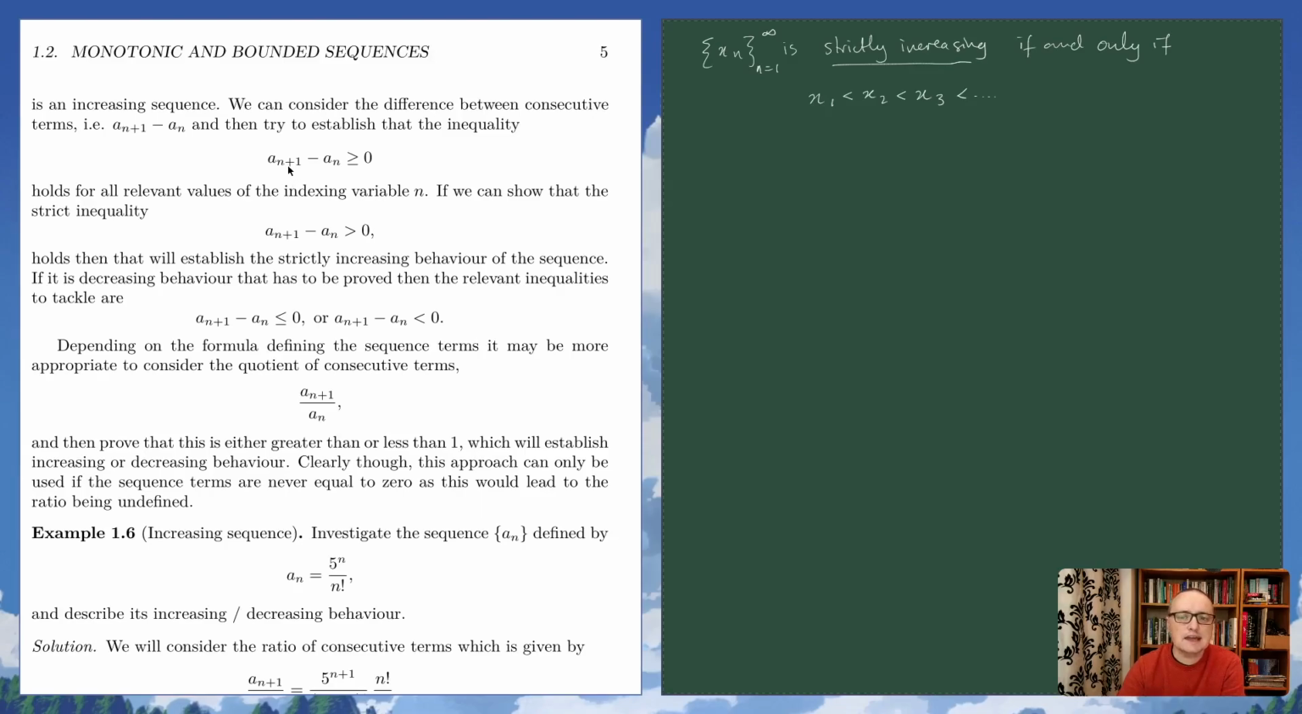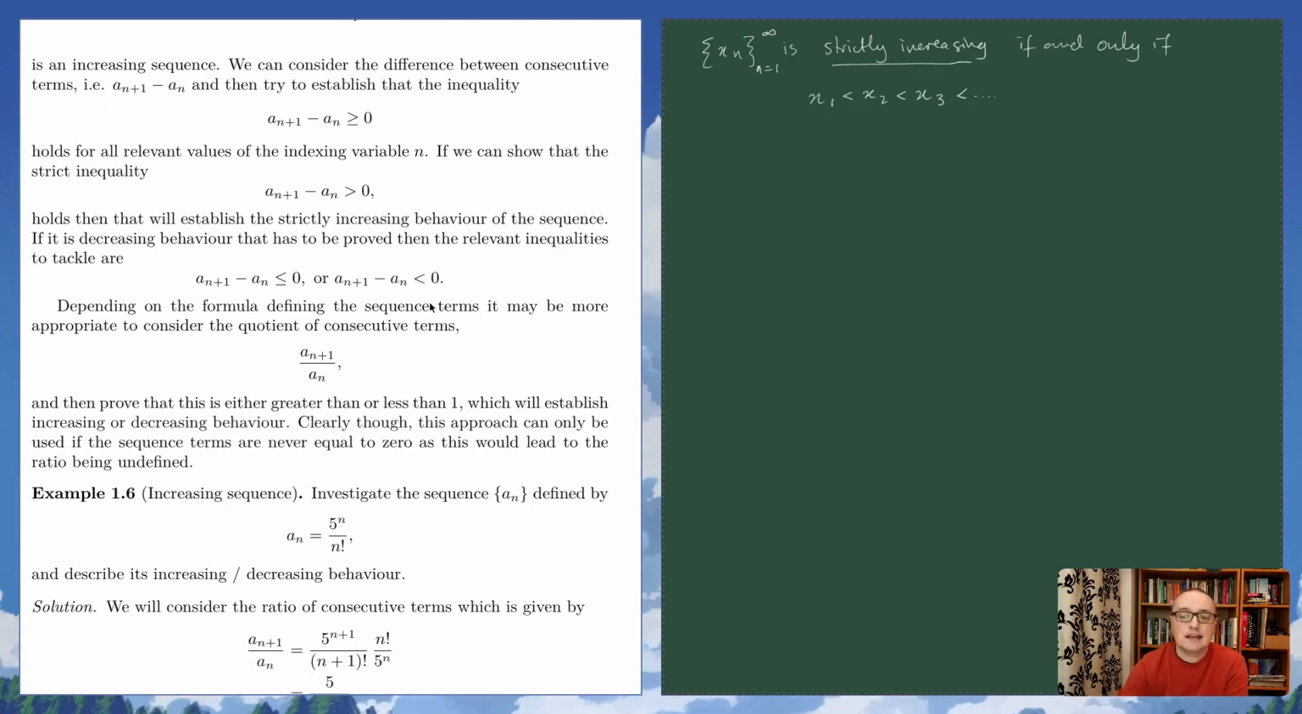If you're talking about a sequence a_n, and you can show that a_(n+1) minus a_n is always bigger than or equal to 0, that will show that the sequence is increasing, because you'll have shown that a_(n+1) is always bigger than or equal to a_n. And if you show that it's strictly bigger than 0, then you'll have shown that it's strictly increasing. Similarly for decreasing sequences. So you can prove the increasing or decreasing nature by comparing to 0.